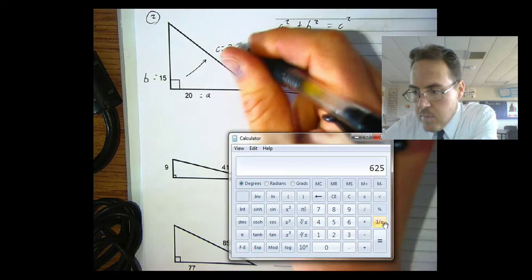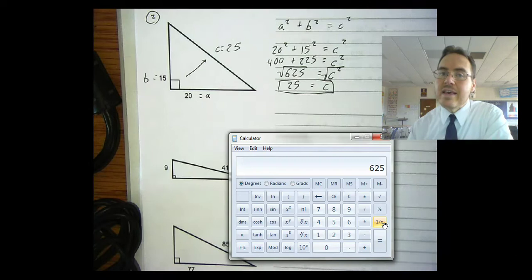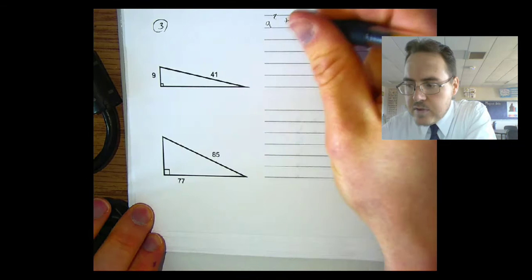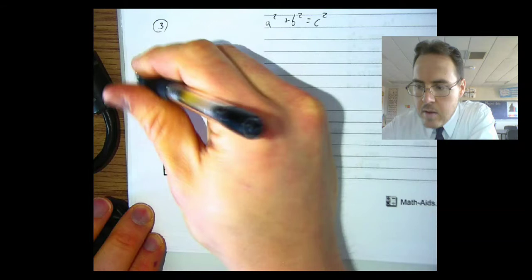Let's do another one where they actually give us the hypotenuse and they don't give us one of the other side lengths. Okay, now we're looking at number 3, and number 3 is a little different. It's a right triangle, they gave us two sides, but they didn't give us the same sides they had in the previous two problems. So let's write down our formula. A squared plus B squared equals C squared. Let's label our sides. This will be A, this is B, and this is C.